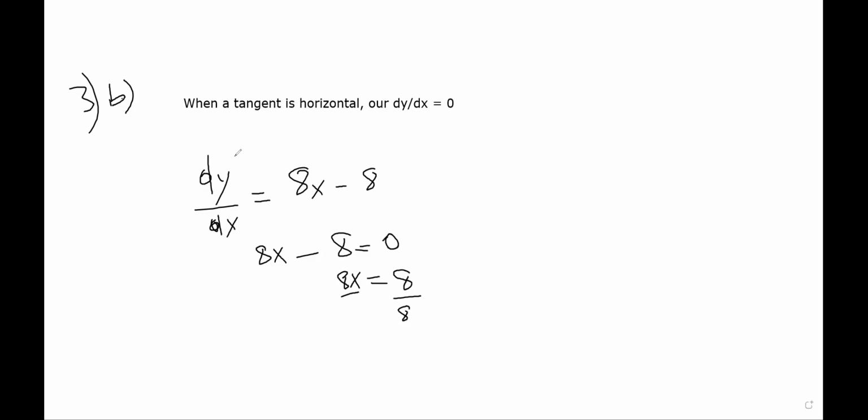So we divide through by 8. This cancels out, giving us 1. This cancels out, giving us back 1. So we can therefore conclude that our x is equal to 1, as we just determined. Our x is equal to 1.